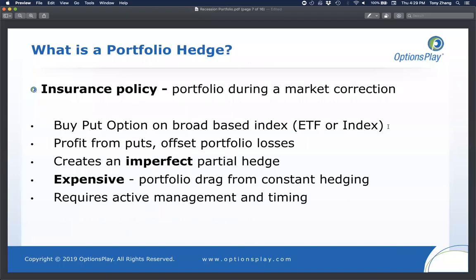So with that, I'll first define what a portfolio hedge is, because it's pretty simple to understand. Think of it like an insurance policy that protects your portfolio during a market correction. You can do it by simply buying a put option on a broad-based index, either an ETF or an index option. This put option provides you with profits if the markets were to correct, which will offset the losses that you have on the actual portfolio. And this creates what we call an imperfect partial hedge.